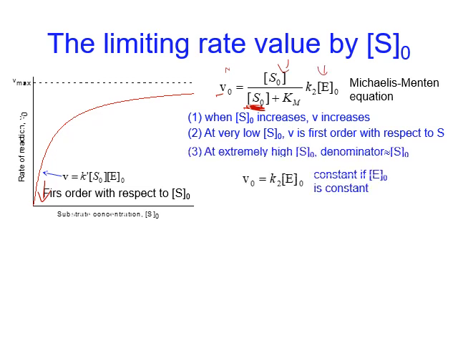Now, when the concentration of substrate becomes large, the reaction rate approaches a constant. If we again look at the Michaelis-Menten equation, when S naught is very large, then Km can be omitted, and the equation becomes S naught divided by S naught, so these cancel each other, and we get k2 times E naught. So the number that the reaction rate approaches is k2 times E naught.